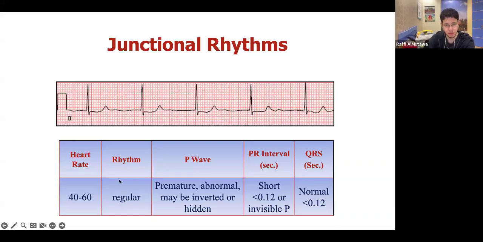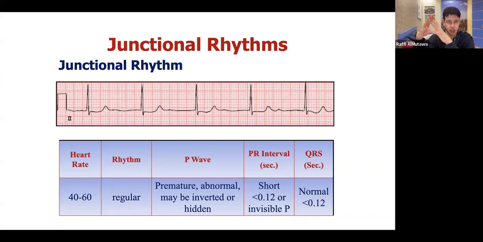This is actually pretty slow, but we're not going to call it a bradycardia. This is a junctional rhythm. Why? Remember, I told you guys the heart has a property called automaticity. This means that when something fails, like let's say the SA node fails, whoever comes after it will take over. In which case, it's the AV node. And if that fails, the bundle of His will take over. And if that fails, the bundle branches, and then the Purkinje fibers will take over.